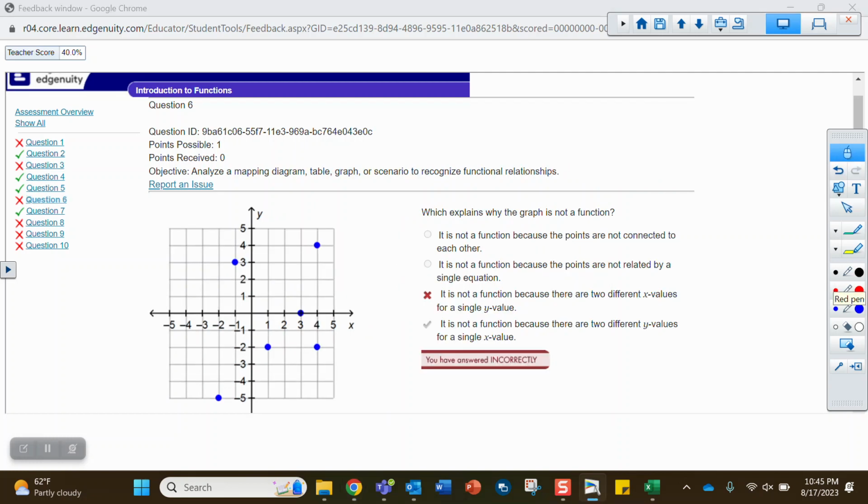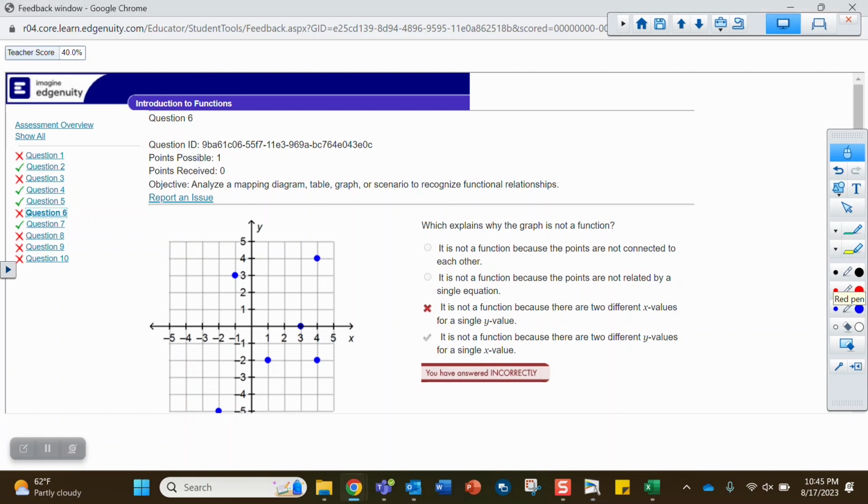Question 6 asks why this is not a function. So if I use the vertical line test, oops, let me get my pen here. If I use this vertical line test, you can see that for a while, oops, that one's crooked, most of these vertical lines are all just going through one point until I get here. And that vertical line that I just drew actually passes through 2 points.